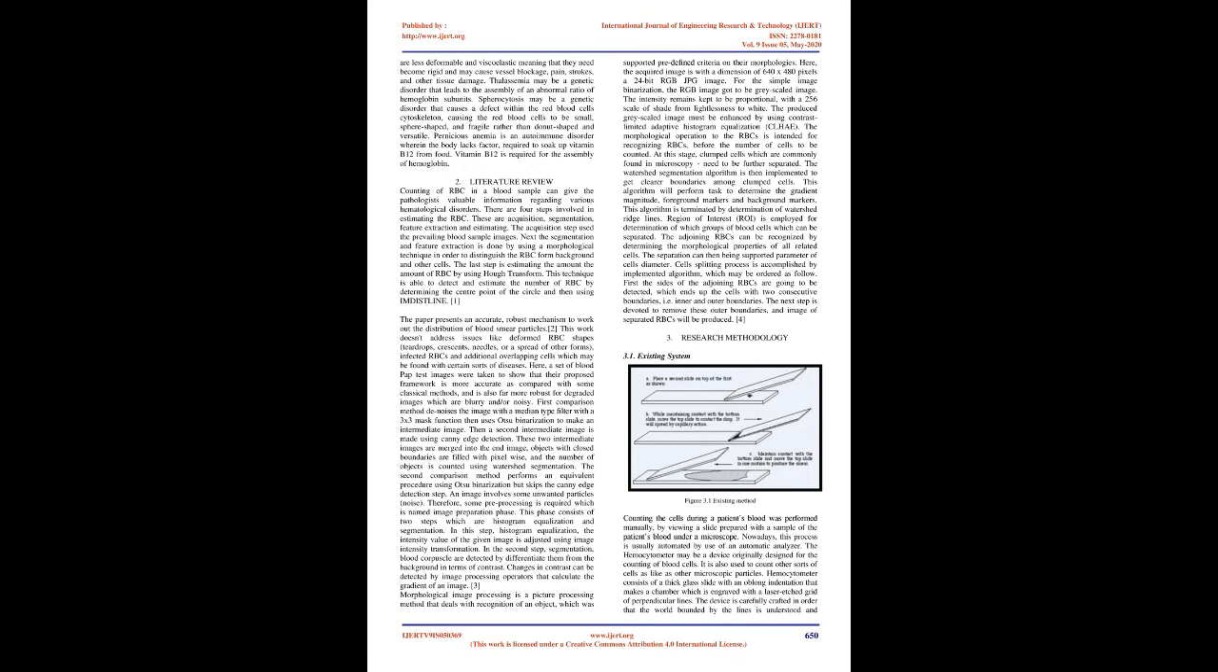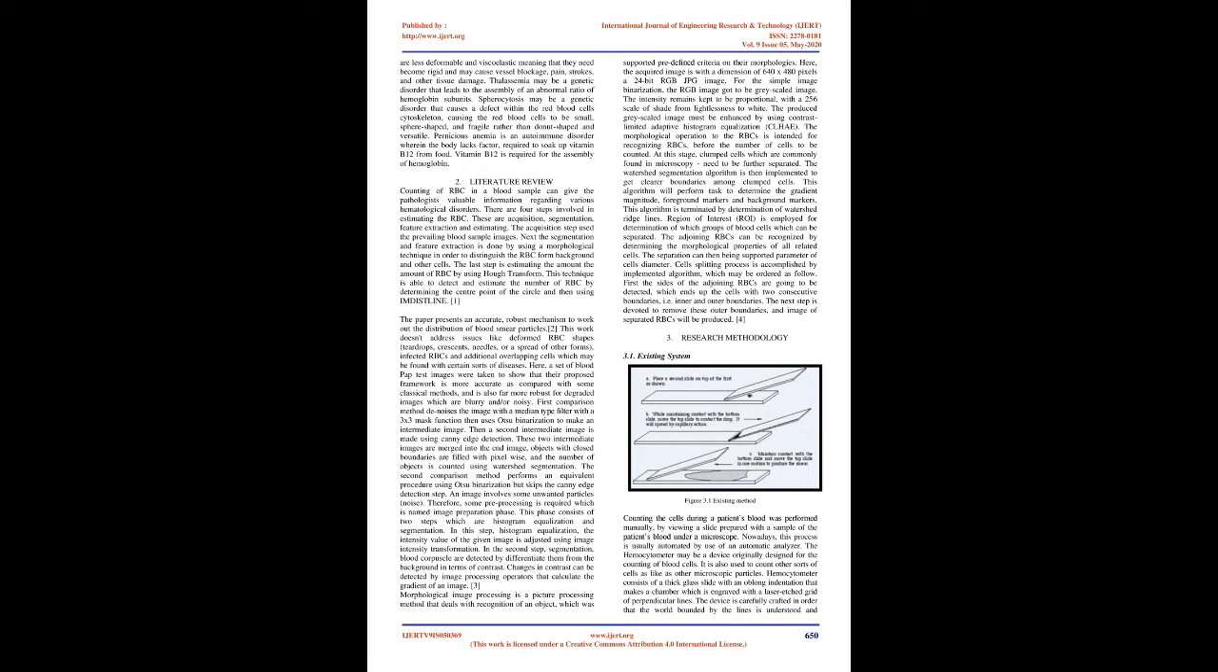1. The paper presents an accurate, robust mechanism to work out the distribution of blood smear particles. 2. This work doesn't address issues like deformed RBC shapes, teardrops, crescents, needles, or a variety of other forms, infected RBCs and additional overlapping cells which may be found with certain types of diseases. Here, a set of blood smear images were taken to show that their proposed framework is more accurate as compared with some classical methods, and is also far more robust for degraded images which are blurry and or noisy.